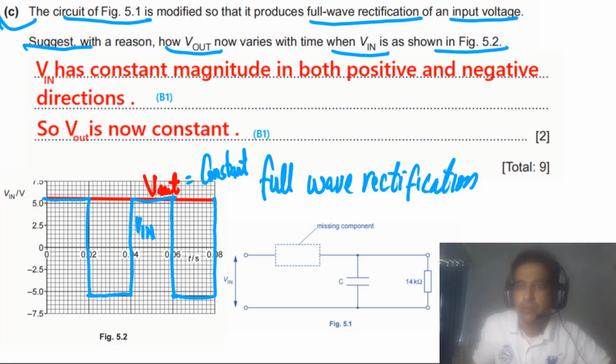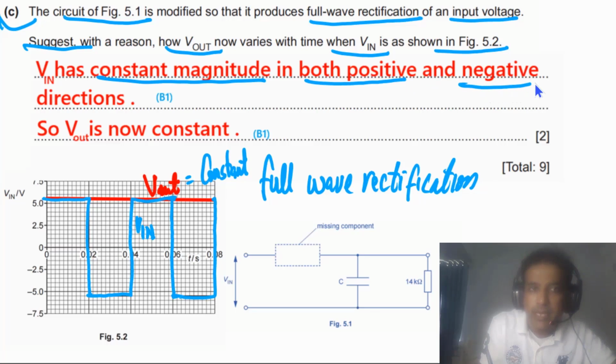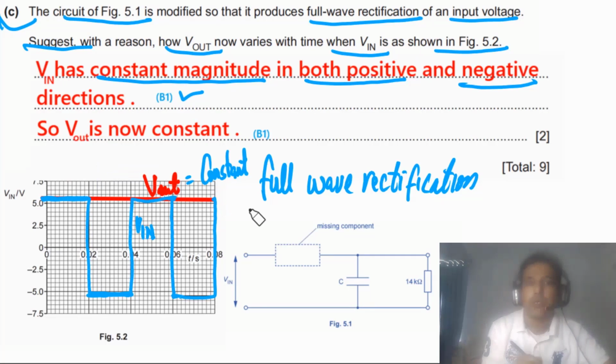Now let me show you how you can write down your answer. In your answer, you can mention these points. You can say V in has constant magnitude in both positive and negative direction. This means in the positive direction of V in it has a constant value, and negative also has a constant value. You can mention this 1 point, this has 1 mark, B mark. Then V out is positive. Let me draw again. This is our V out, and this is constant.